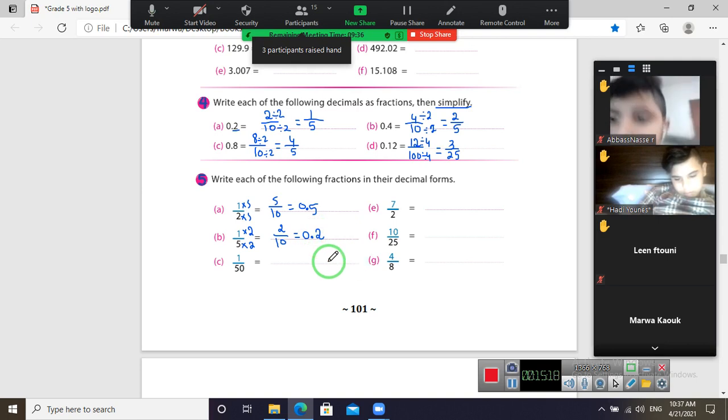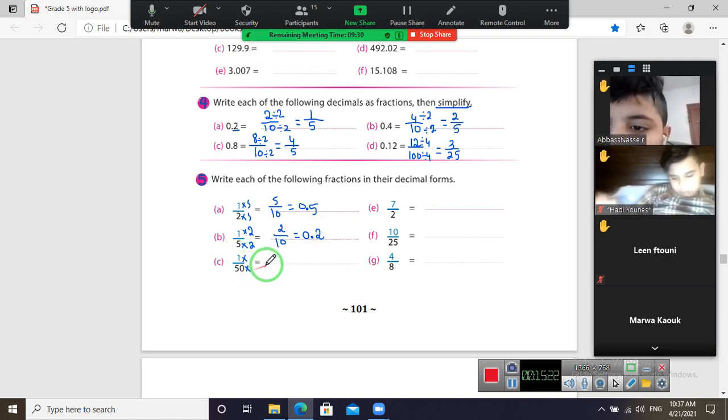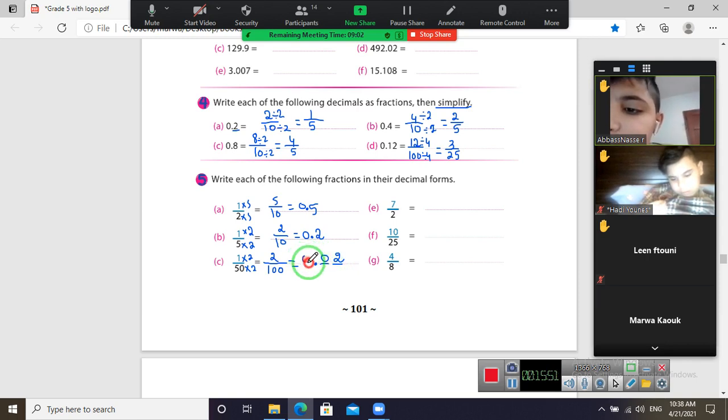Miss, tell me. Abbas. 1 over 50, it can be multiplied by what to get 100? 50 times what gives me 100? Times 2. It will be 2 over 100. That means as a decimal number, how many digits after the point? 2 digits. I will put 2 and 0, 0 here.